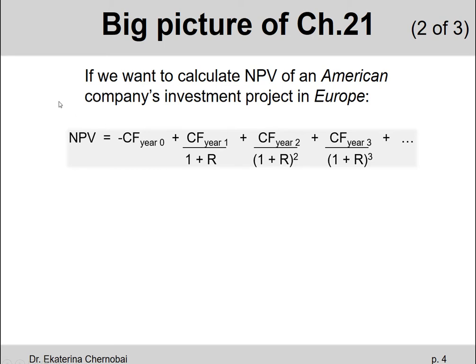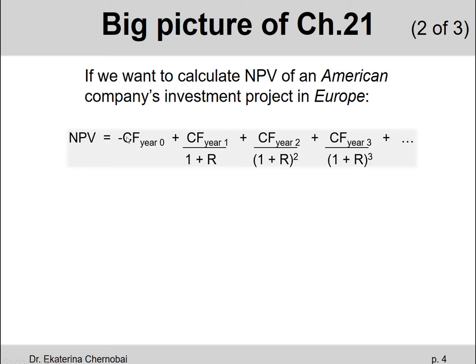Let's say we have an American company and it would like to start some new project. Maybe just open another location, it could be as simple as that, in Europe. The best approach to figure out the profitability of this new investment opportunity is to calculate the net present value, NPV, for it.